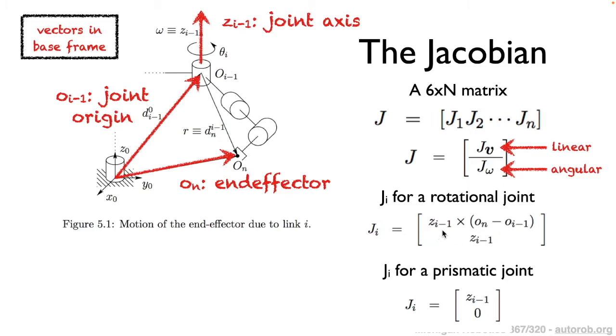The other notation I want to point out is that this z sub i minus 1 will correspond to the axis of rotation for a rotational joint, or in the case of a prismatic joint, it'll be the axis of translation for this particular ith joint. So this z sub i minus 1 for this joint here will correspond to this axis of rotation within our figure.